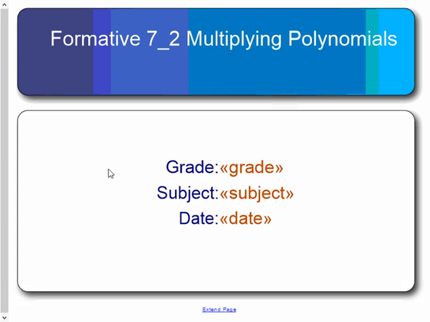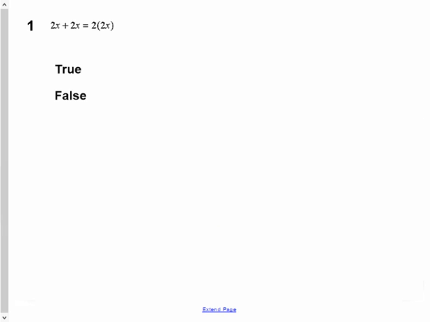Okay, this is grade 9, chapter 7.2, formative quiz on multiplication of polynomials by monomials. So the first question is a true-false. It says 2x plus 2x is equal to 2 times 2x. Well, this is a chapter 5 question, and this is a chapter 7.1 question, because a monomial times a monomial.